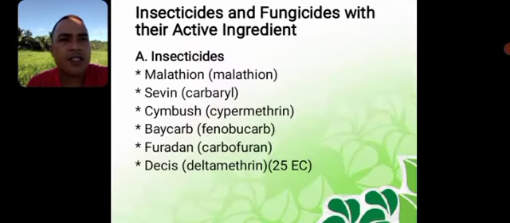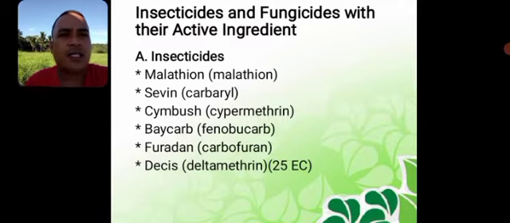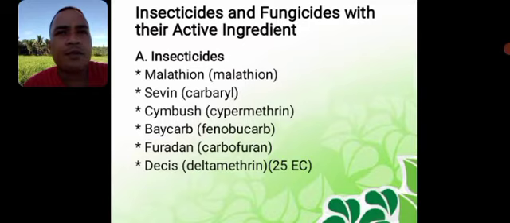Let's come to insecticides and fungicides with their active ingredients. Letter A, insecticides. What are insecticides? Insecticides are pesticides that are formulated to kill, harm, repel, or mitigate one or more species of insect. Some insecticides disrupt the nervous system. Others may damage their exoskeletons.